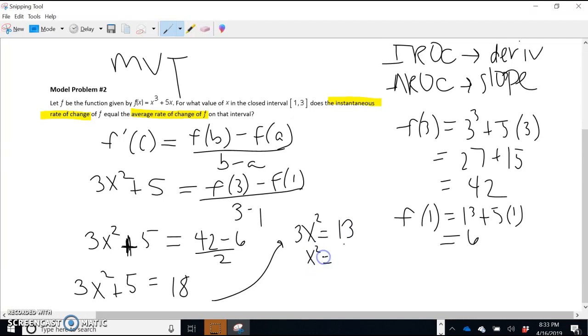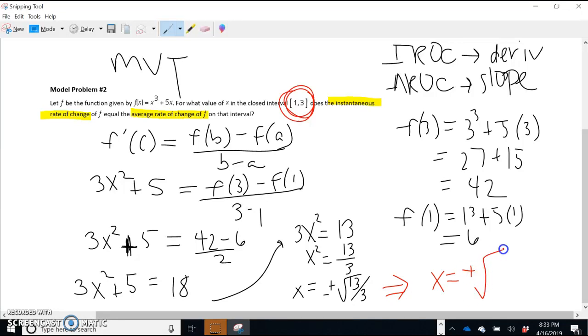x squared needs to equal 13/3, and x would have to be plus or minus the square root of 13/3. Since my answer has to be on the original interval 1 to 3, then I'm going to make my final conclusion that the x value that satisfies the mean value theorem is the positive square root of 13/3. Not the negative, because that won't fall in my window.